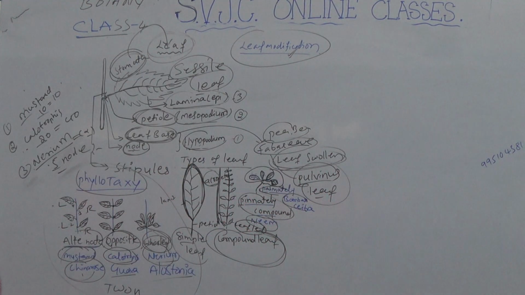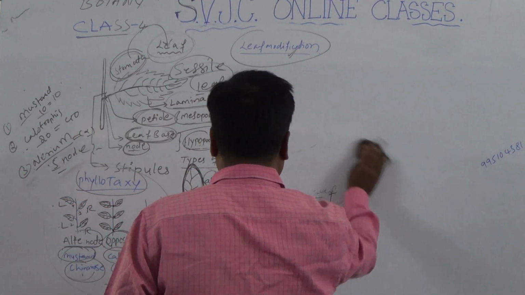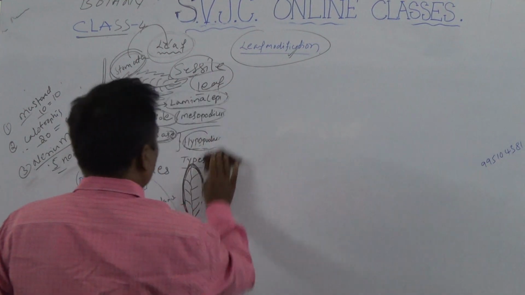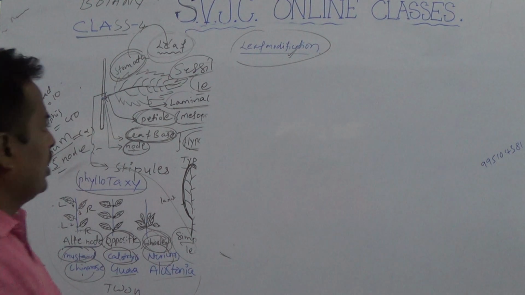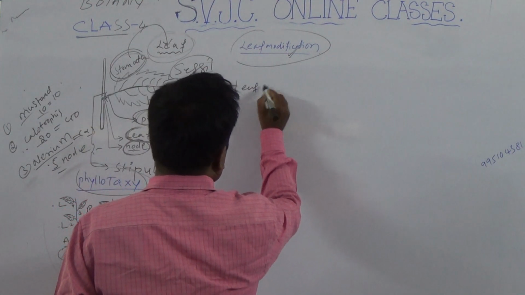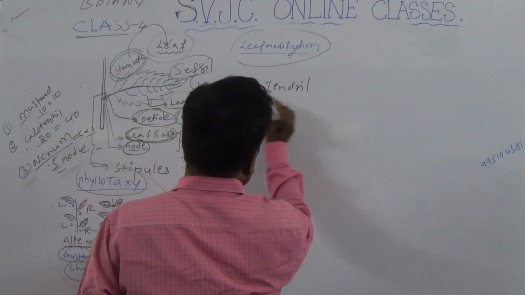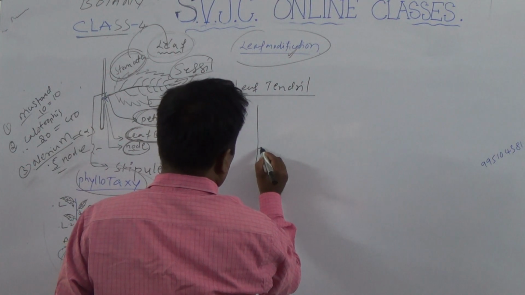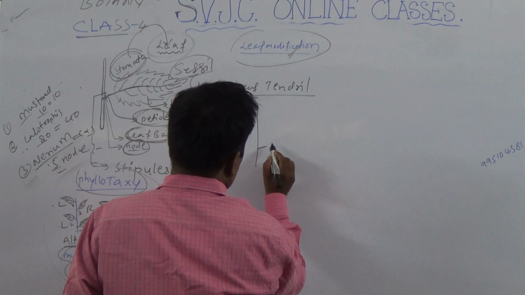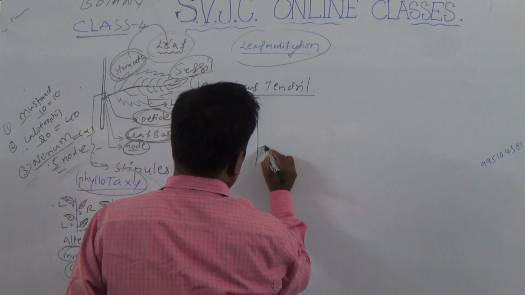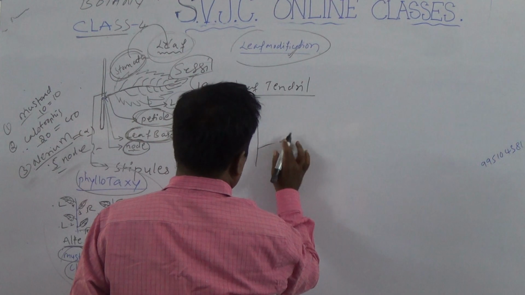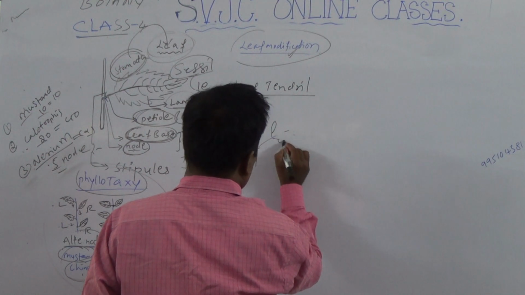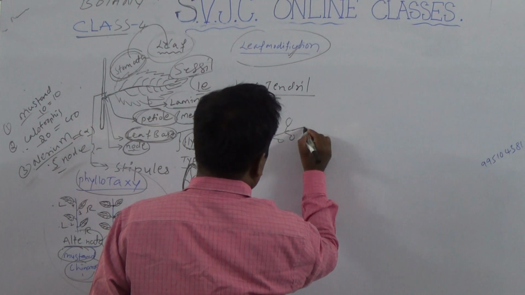The first one is tendrils, leaf tendrils. Stem tendrils were already discussed in the previous class, but in this class, leaf tendrils. For example, the complete leaf or leaf parts. In the Pisum plant, compound leaves are present.